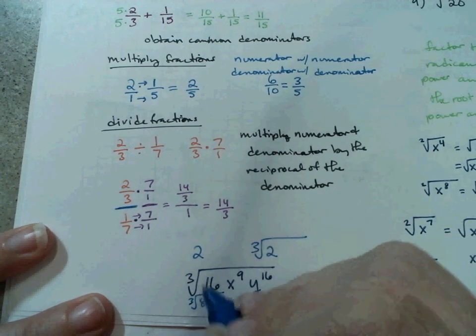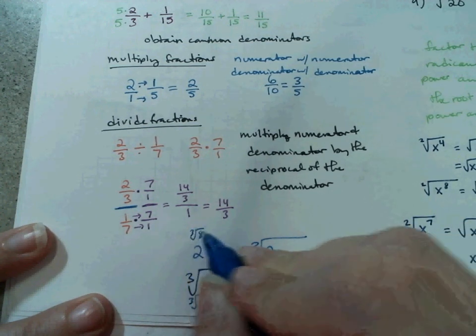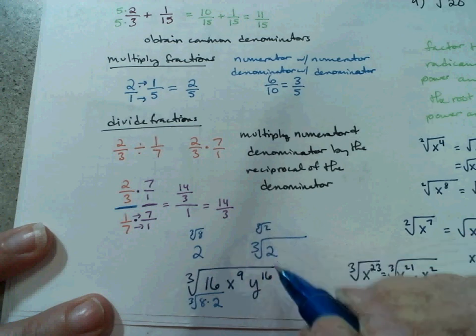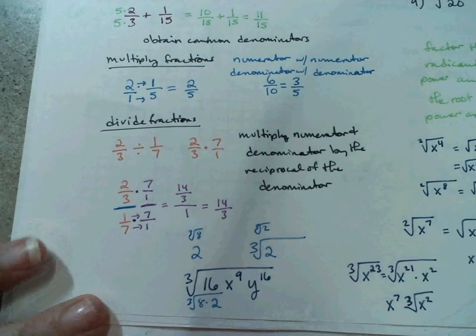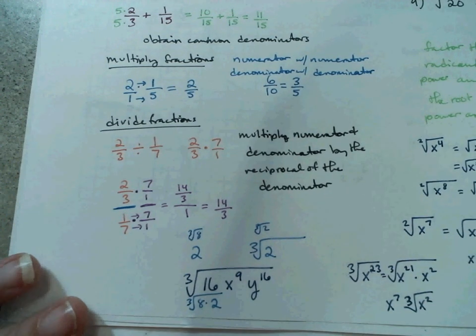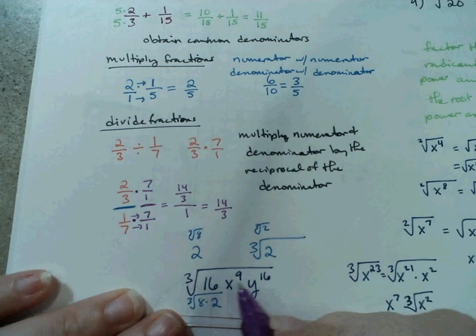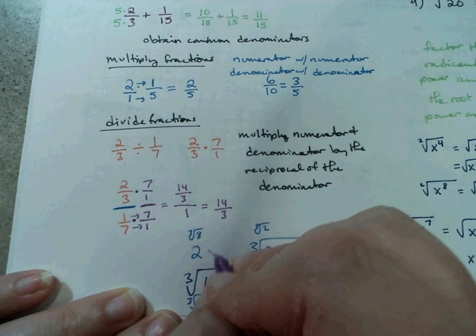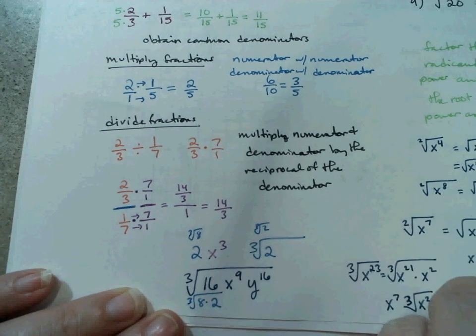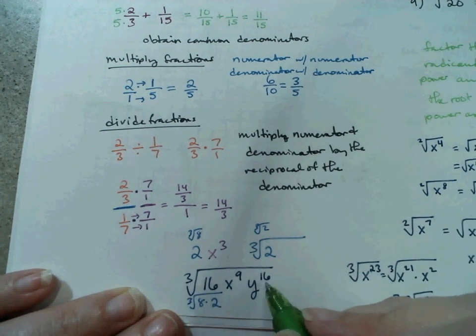So I'm going to put a 2 on the outside, and I'm going to put a 2 left on the interior. So this is the cubed root of 8, and this was the cubed root of 2 that did not simplify. Okay, now let's talk about the x's. How many times does 3 go into 9? Because that's how many clusters of x cubed I have. There are 3 exactly, so that would just be x cubed.